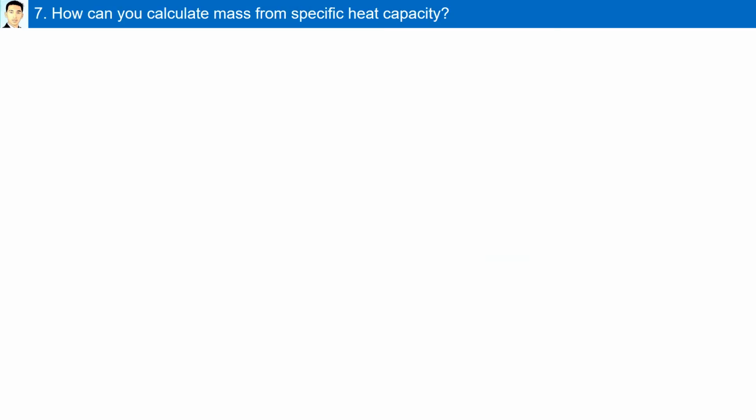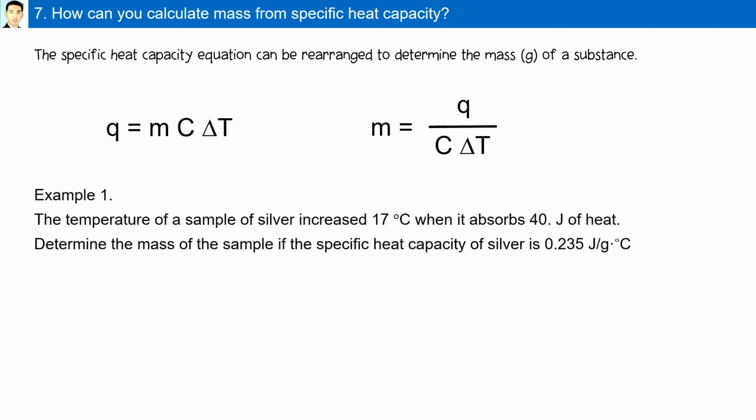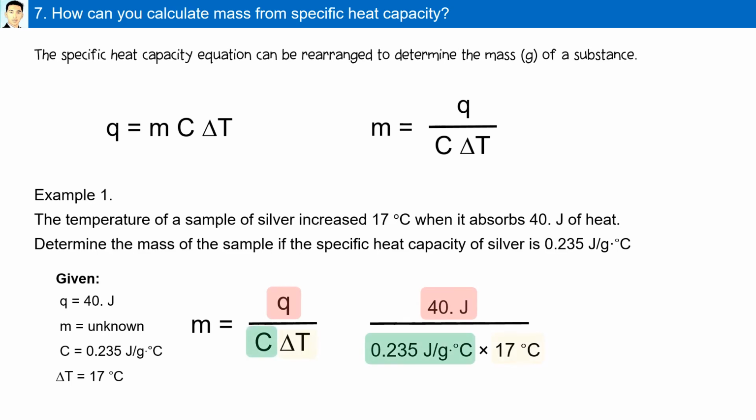How can you calculate mass from specific heat capacity? We rearrange our formula, m is equal to Q divided by c times ΔT. For example, the temperature of a sample of silver increases 17 degrees Celsius when it absorbs 40 joules of heat. Determine the mass of the sample if the specific heat capacity of silver is 0.235 joules per gram degree Celsius. Here we have our given. We substitute it into our mass formula, and we have our final mass as 10 grams.